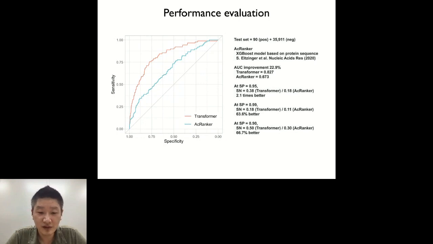In addition, the sensitivity of the transformer model was improved by about 2.1 times compared to the conventional method at a specificity of 0.95. Consistently, the sensitivity of the transformer model was improved by more than 60% at specificity of 0.99 and 0.90.